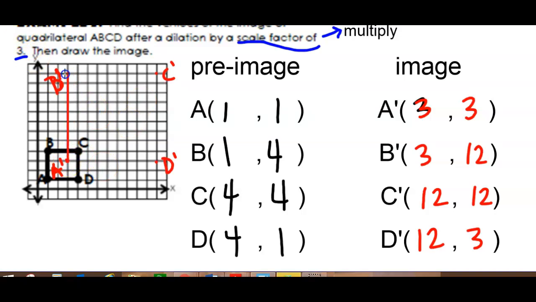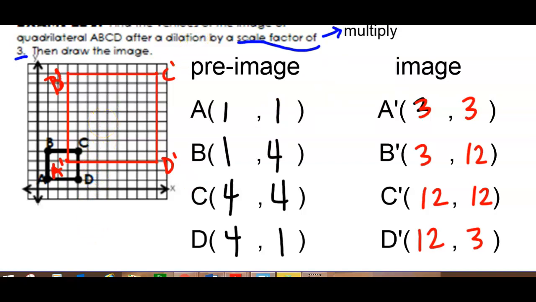Of course, pause if you need to check yours. But I'm going to go ahead and connect those points with my line tool so it is nice and straight, and check it. Check to make sure that it looks like it got larger. And this one definitely looks like it got larger. And it did get 3 times larger.